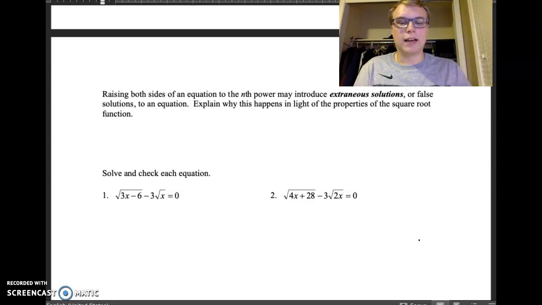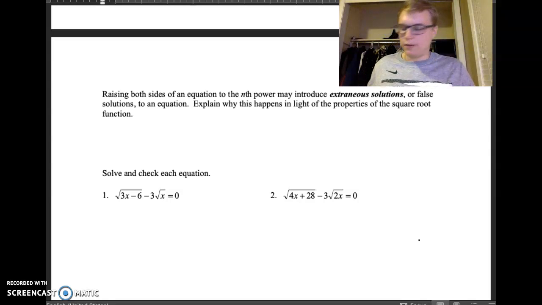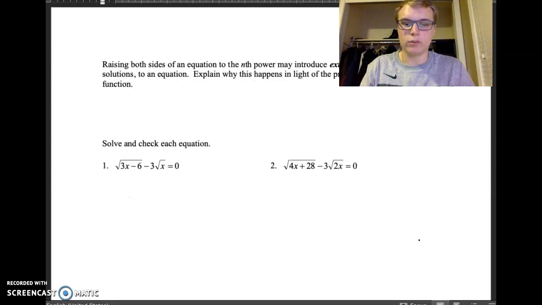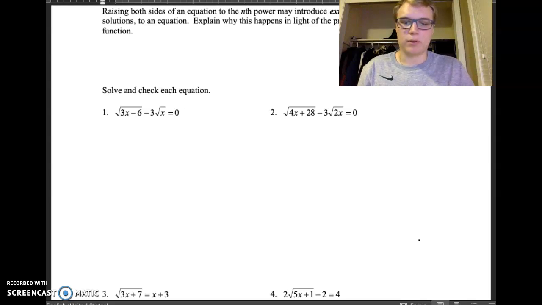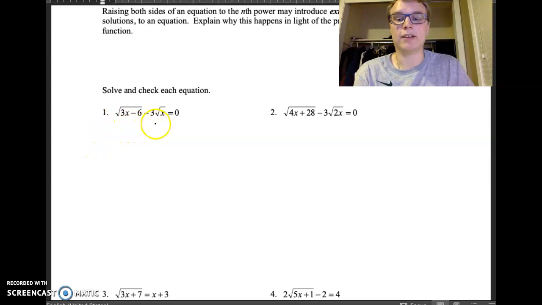So sometimes what happens when we do this, especially if we get square roots on both sides of the equation, not just one side, our solutions may or may not actually be solutions. So if we take a look at one of them, let's do number 1. This one ends up being pretty interesting. So we have the square root of 3x minus 6 minus 3 times the square root of x equals 0.